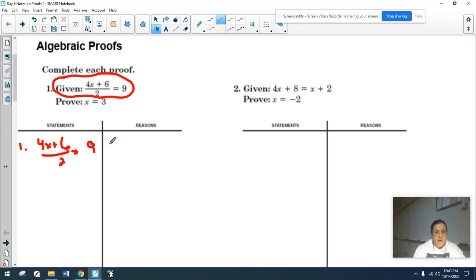Okay, so step one, that's just what's given. So you're just going to say given. Basically, that's the problem that you're given. And then over here, you're just going to work it out. So basically, what would you do to solve for x here?